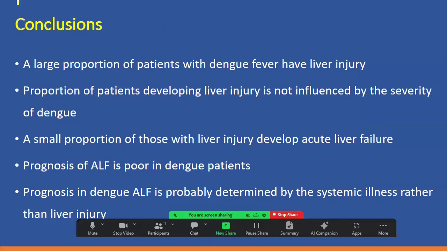So concluding, a large proportion of the patients with dengue fever have liver injury. The proportion of patients developing liver injury is not influenced by the severity of the dengue. A small proportion of those with liver injury develop acute liver failure, and the prognosis of acute liver failure secondary to dengue is poor. Prognosis in dengue ALF is probably determined by the systemic illness rather than the liver injury itself.